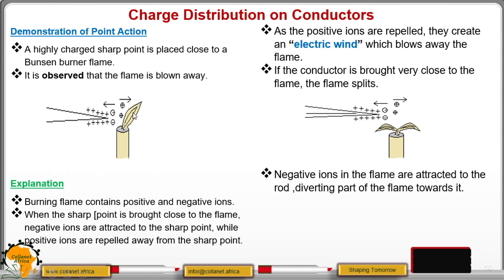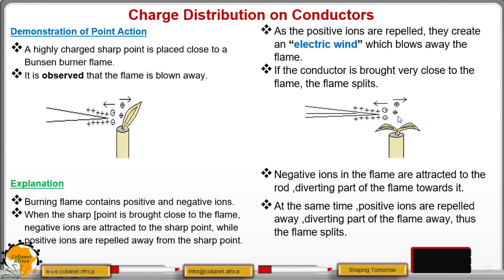Remember, we have said that this flame contains positive and negative ions. And what is happening in here is that this charged body is ionizing the air particles around. So when you bring it very close, you'll find that the negative ions in the flame are attracted to the rod, that is our charged body, diverting part of the flame towards it, while the positive charges here are repelled. And when they are repelled, they divert part of the flame away. Thus, you find that the flame is split into two.